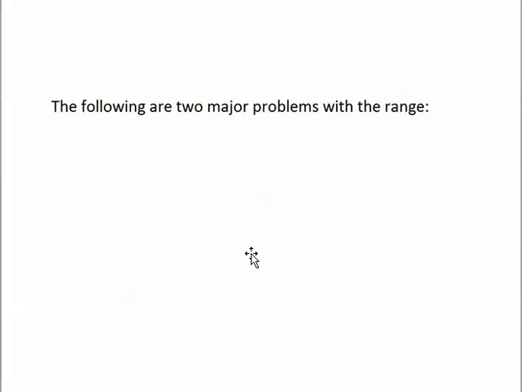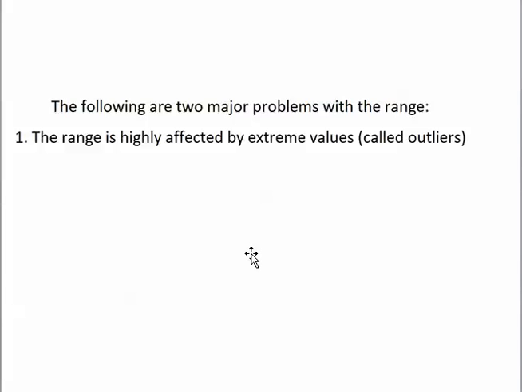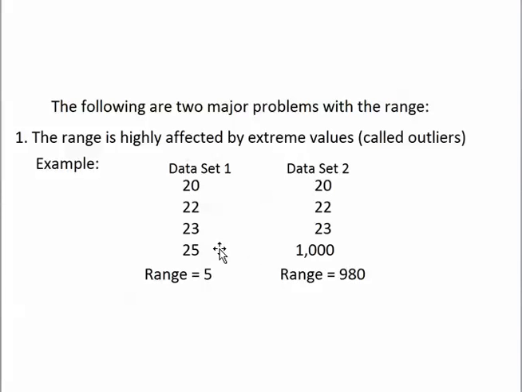Now let's talk about the two problems with the range. One problem is, just like the mean, it's highly affected by extreme values. This data set has a range of 5 because 25 minus 20 is 5. But what about here? If we change the highest number from 25 to 1,000, the range goes all the way up to 980, because now we're subtracting 20 from 1,000, which equals 980.